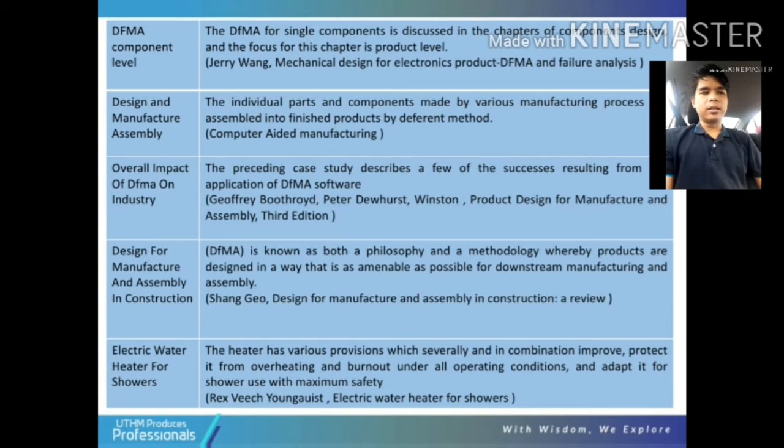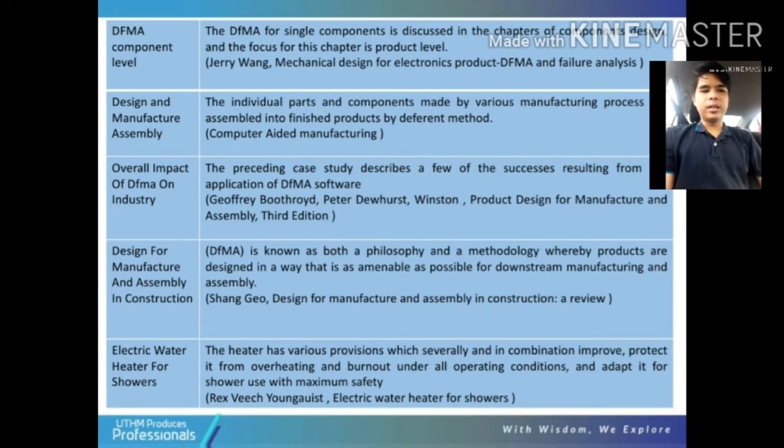Next journal is Design and Manufacture Assembly. The finding of the journal is that individual parts and components made by various manufacturing processes are assembled into finished products by different methods. This was found in computer-aided manufacturing. The third journal is the overall impact of DfMA on industry, written by Geoffrey Boothroyd, Peter Dewhurst, and Winston, from Product Design for Manufacture and Assembly, 3rd edition.